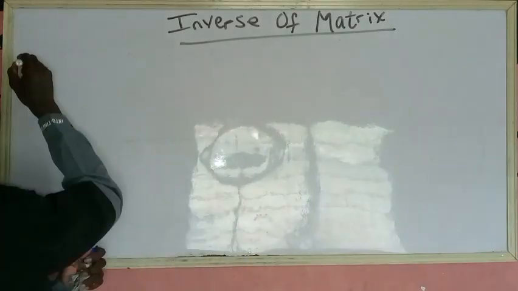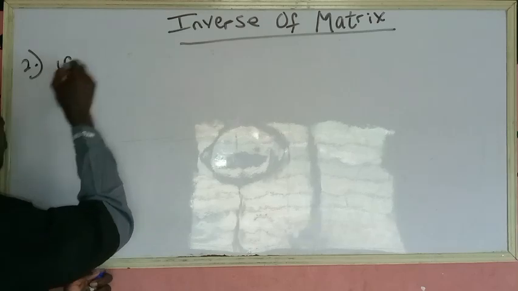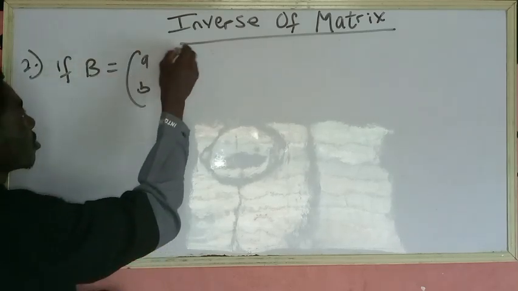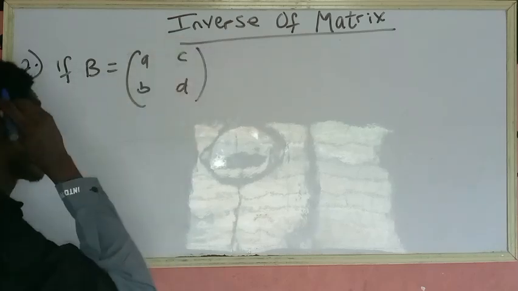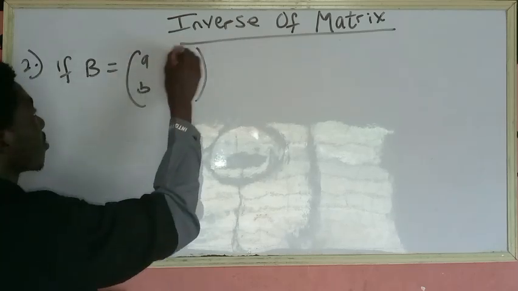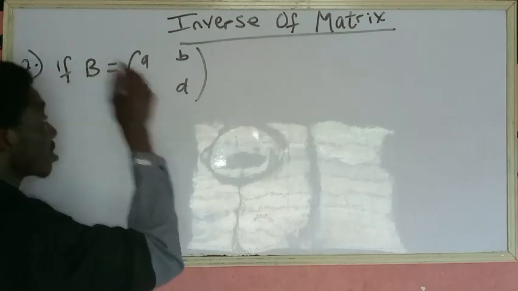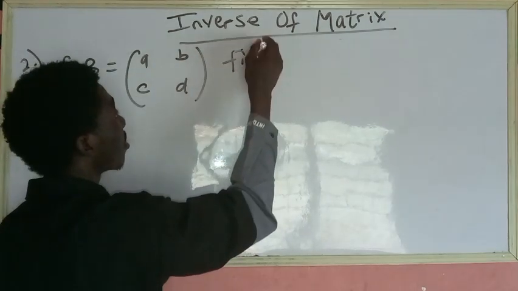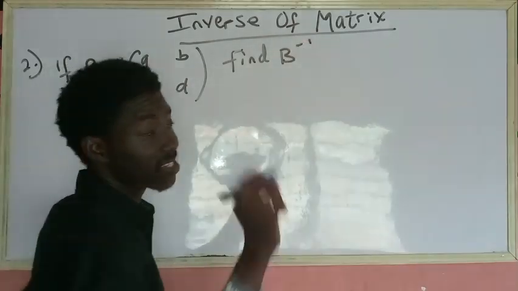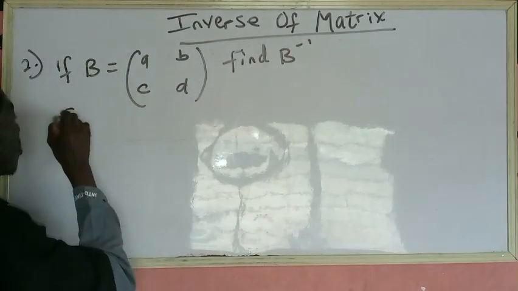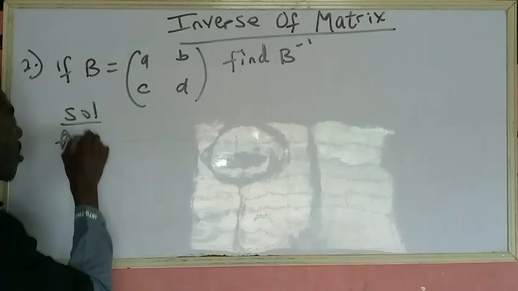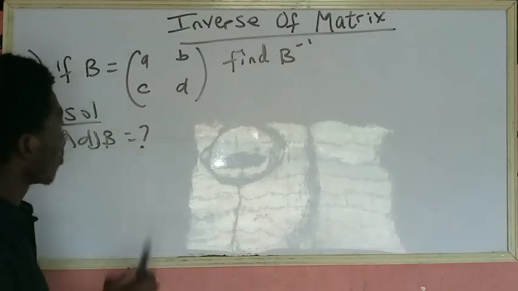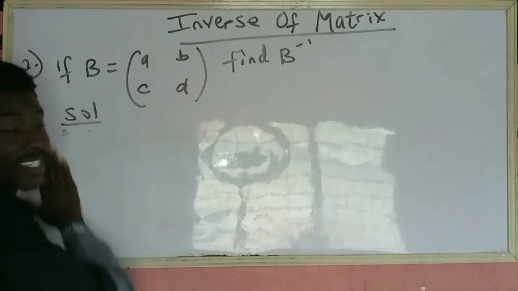Next one, question 2. If B is equal to the matrix A, B, C, D, find B inverse. Solution. I'll find my adjoint of B, which I don't know. So what do we do? Follow the steps.